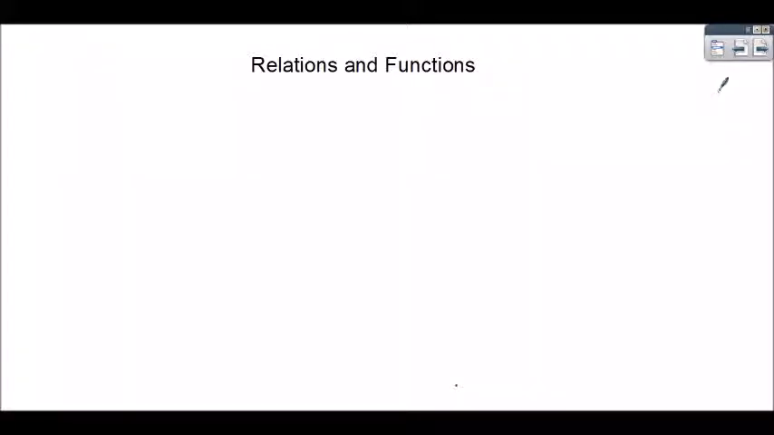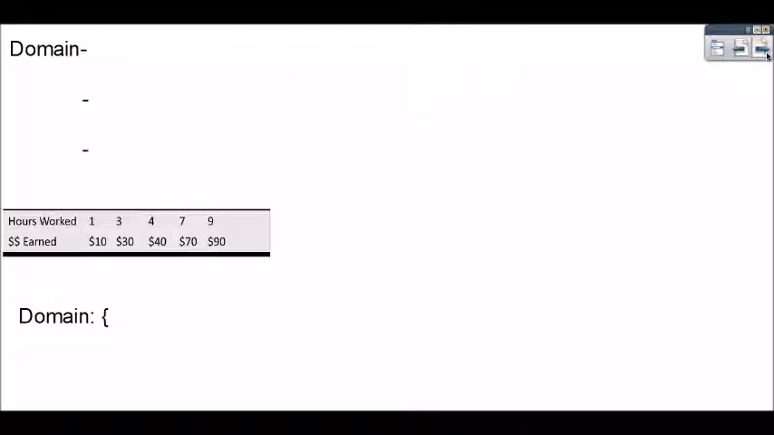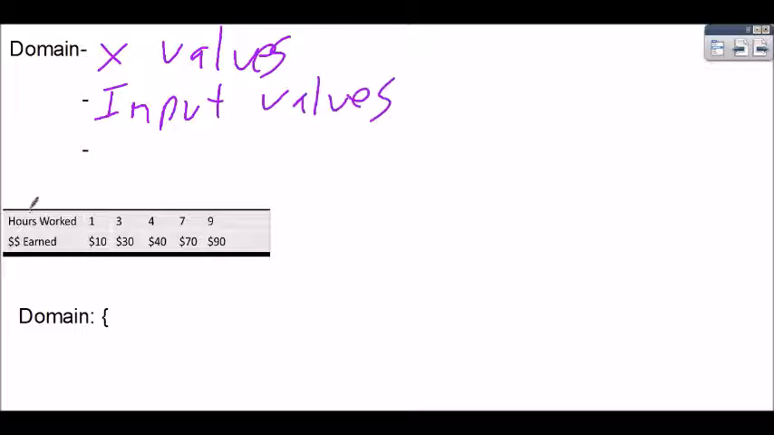Today we're going to be talking about relations and functions. Relations is just how one thing affects the other, and then function is how we would graph that relationship. Domain is all of our x values. Domain is when we input something, what we get out of it. For example, how many hours I worked is what I put in, and what I get out is money. So my input is hours. And then when I graph something, the question we ask is how far left and right the graph goes.